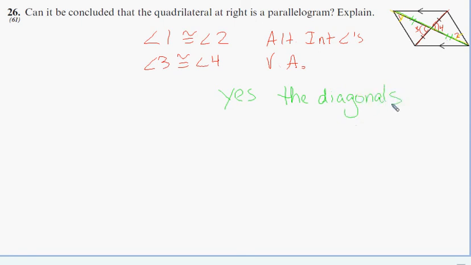Now, are there other ways that you could have proved that this was a parallelogram? There's a lot of ways you could have proved it. But this is just the one that I chose because I think it was the most direct route.